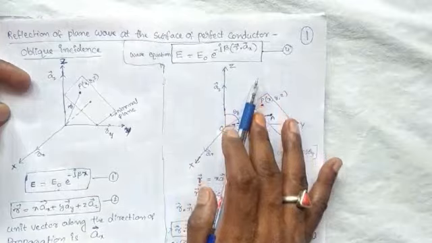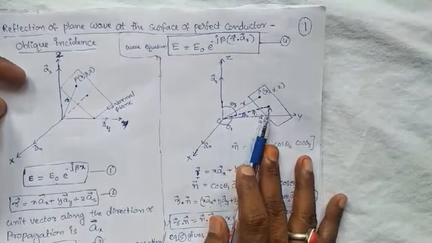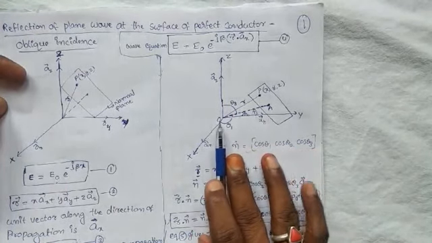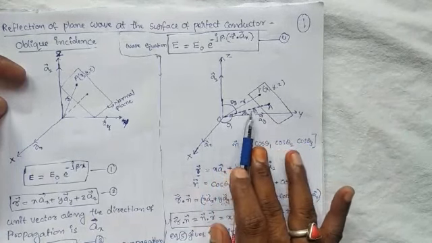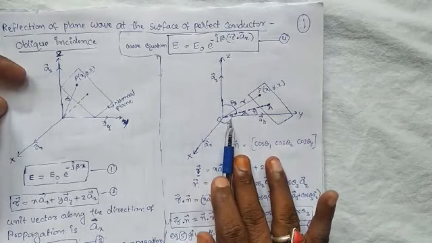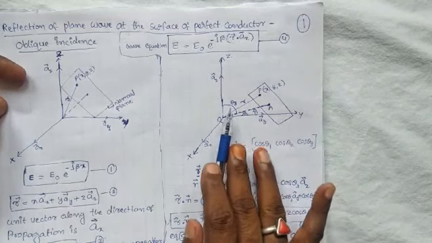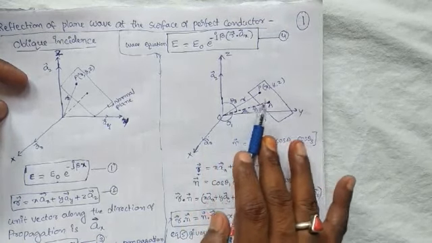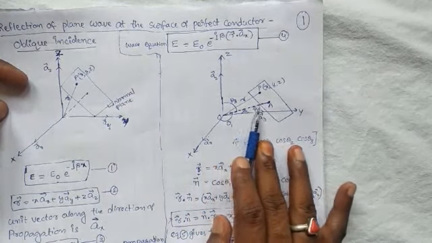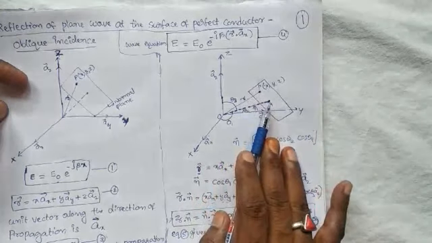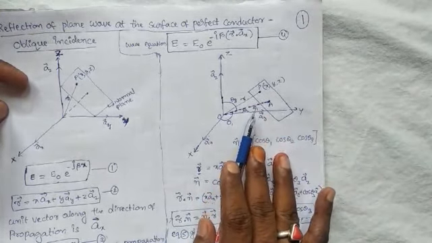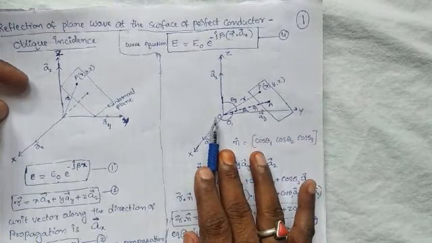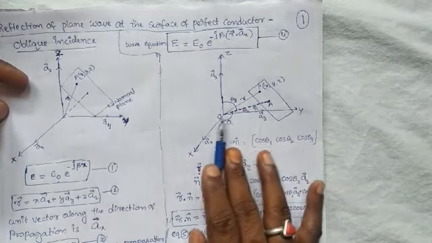Similarly, I am considering the wave traveling along the OA direction. This OA makes an angle theta 1 with the x-axis, theta 2 with the y-axis, and theta 3 with the z-axis. This OA is perpendicular to the plane. The unit vector in the direction of propagation is n.